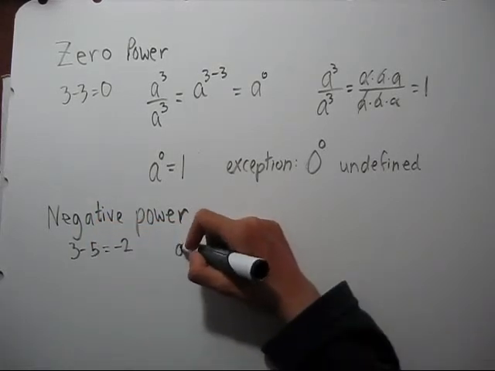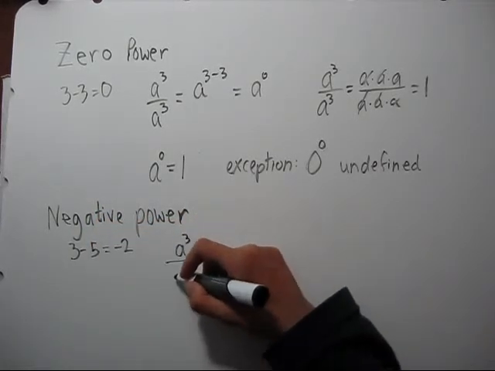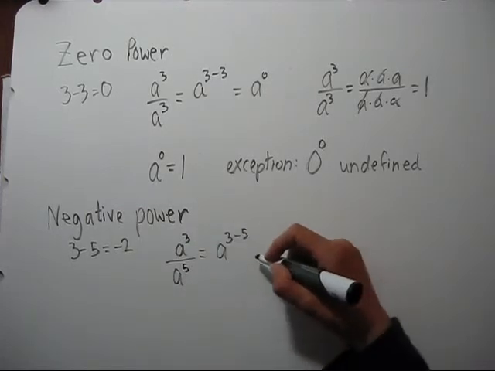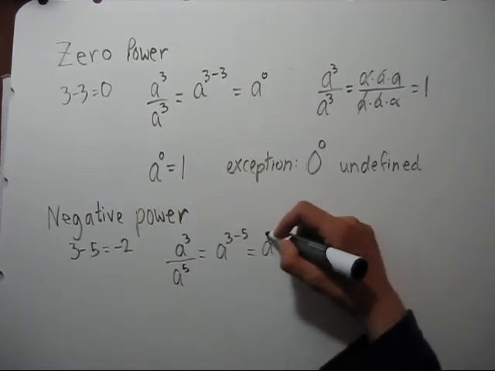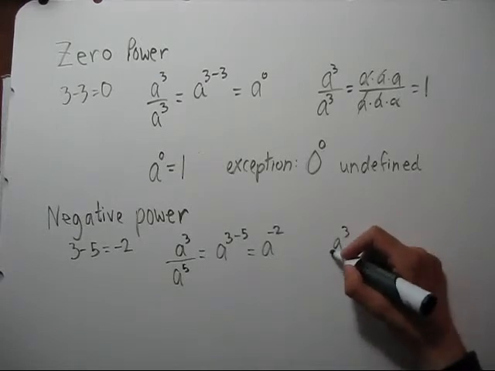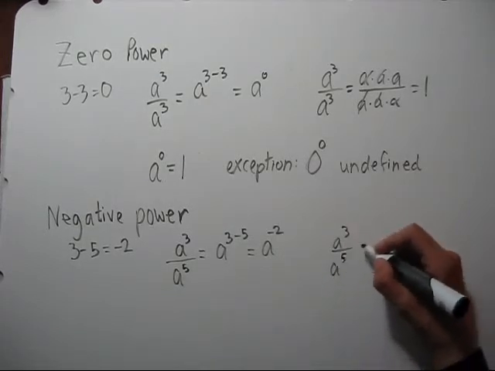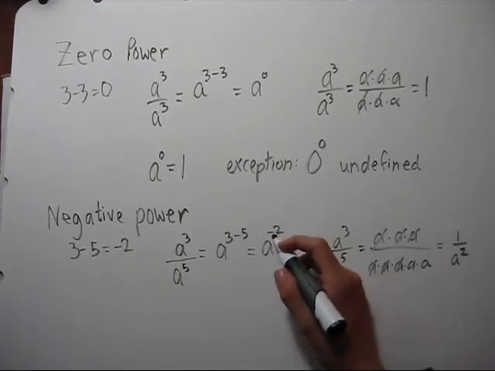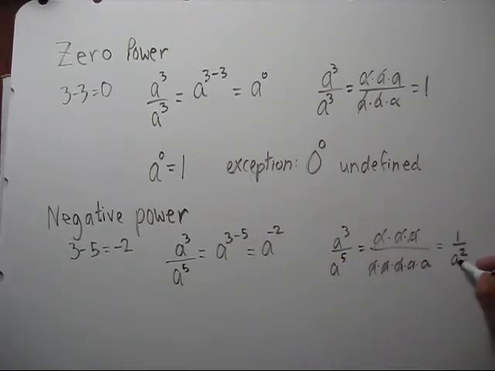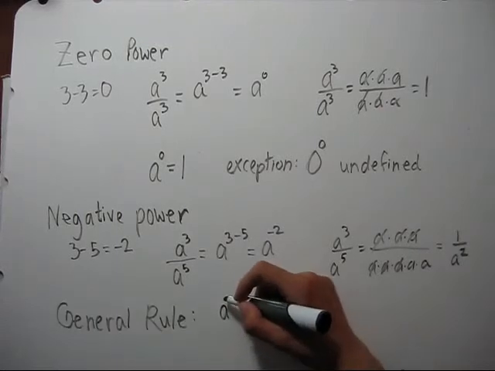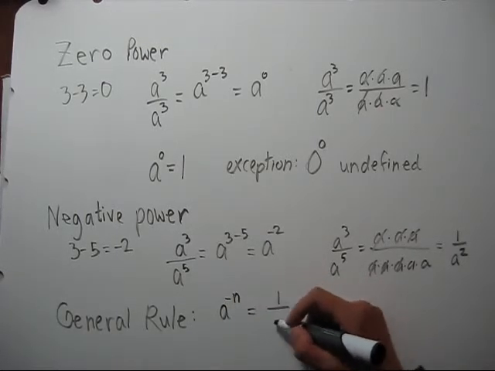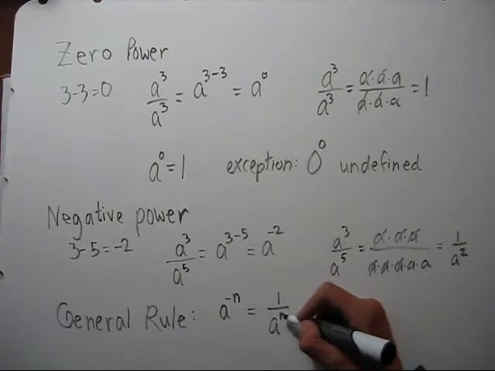Now negative powers. Let's take two numbers and subtract them to get a negative number. So let's take a to the 3rd power divided by a to the 5th power. That's a to the 3 minus 5, which is a to the negative 2. A cubed over a to the 5th, we get 1 over a squared. So a to the negative 2 is the same as 1 over a squared. A to the negative n is the same as 1 over a to the n.